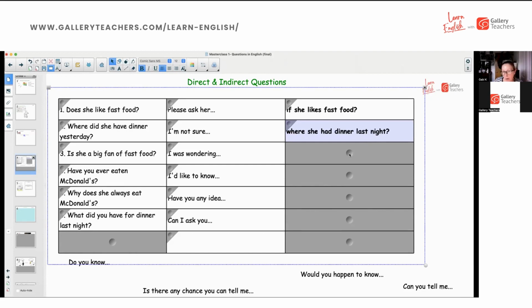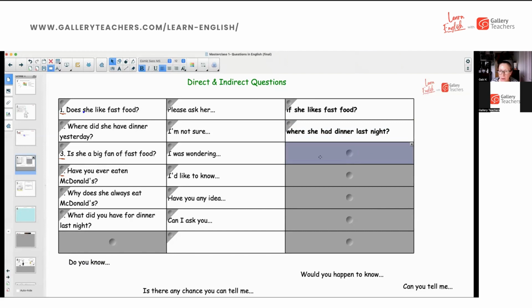Number 3, I'm not helping you with number 3. I can't help you with this. So, is she a big fan of fast food? I was wondering. Okay, Freshta, do you want to say "of" or "if"? Okay, "if." Good. If she is. Very good. So, if she is a big fan.